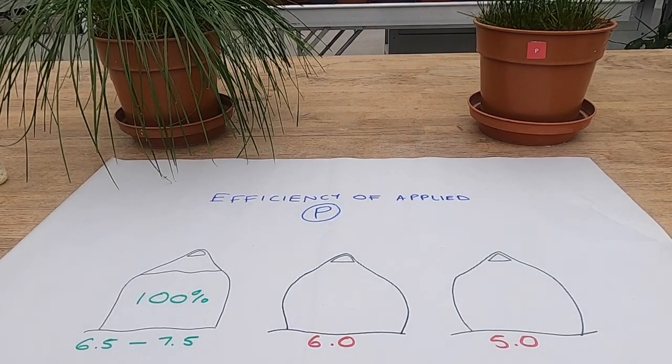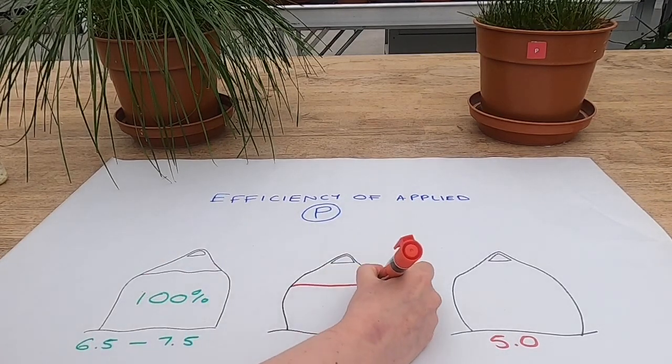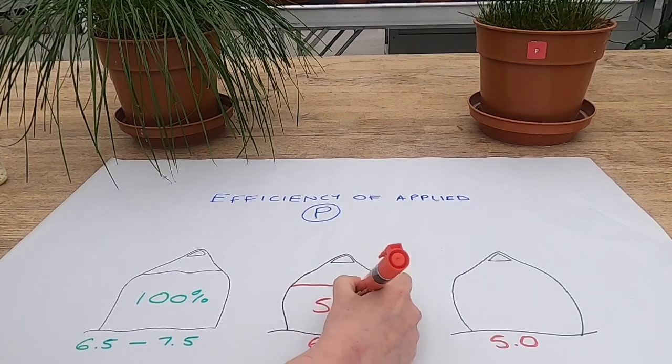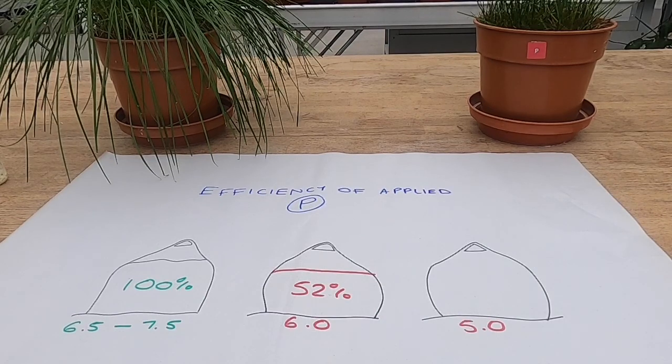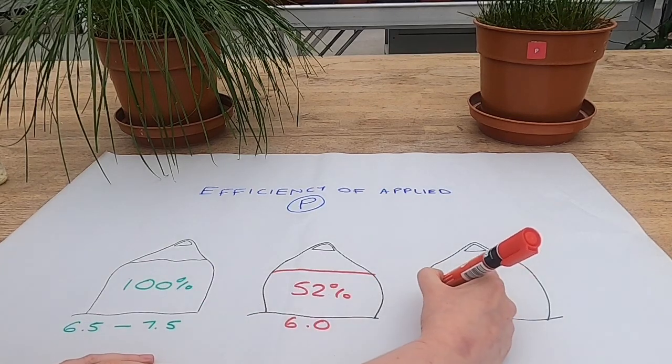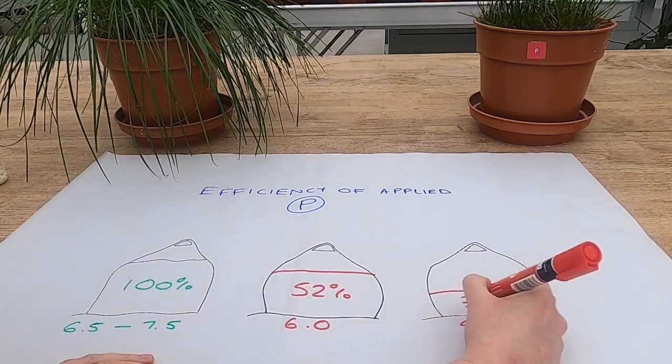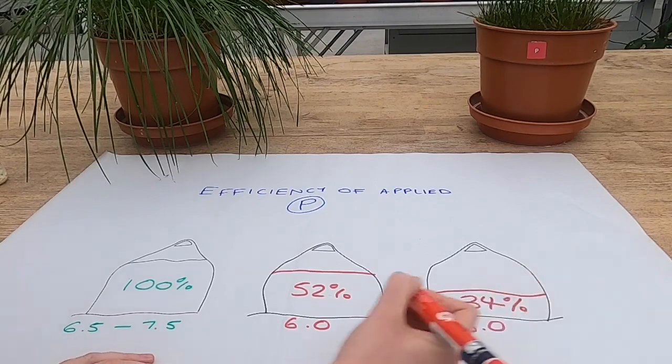However, even a small movement to pH 6, remember pH 6 is 10 times more acidic than neutral, 48% of applied phosphorus is locked up, giving an efficiency of 52%. At pH 5, the pH is now 100 times more acidic than neutral. So even more iron is solubilised, locking up more phosphorus, and in other words, wasting 66%. That gives a 34% efficiency.